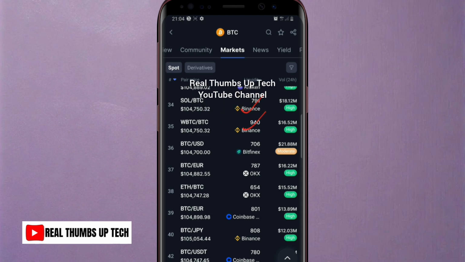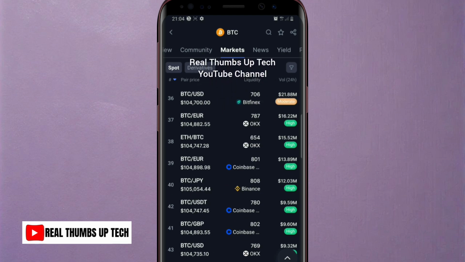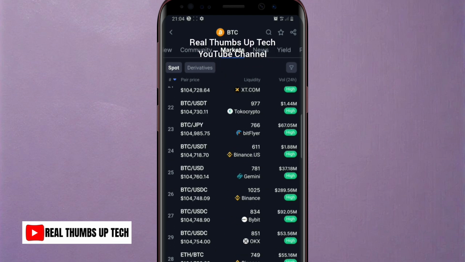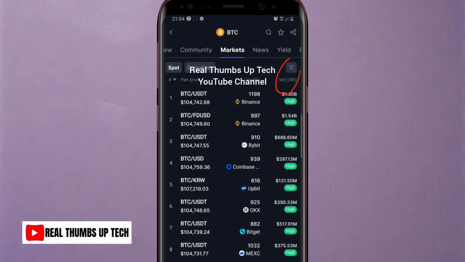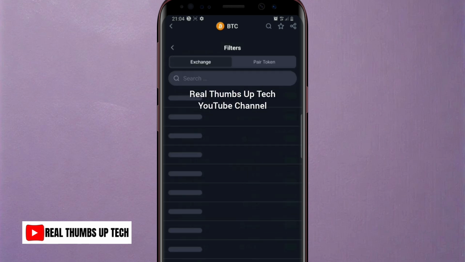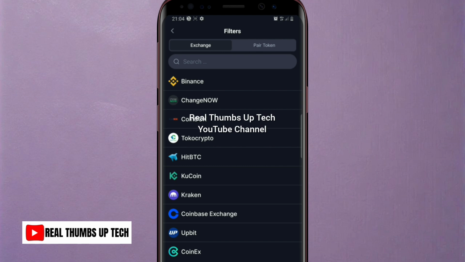You see Binance, but I don't have time to keep slowing down like this. I want them to display all about Binance for me here. So to achieve that, just go over to this filter option. You tap on it. Okay, you now select Binance.